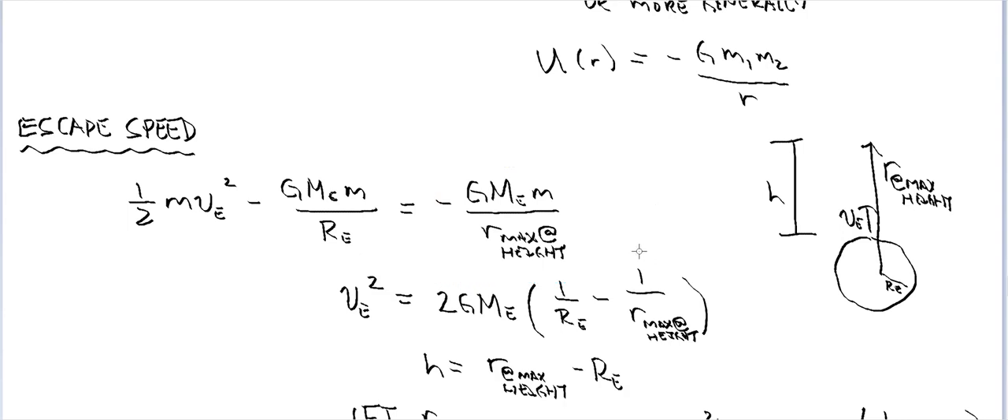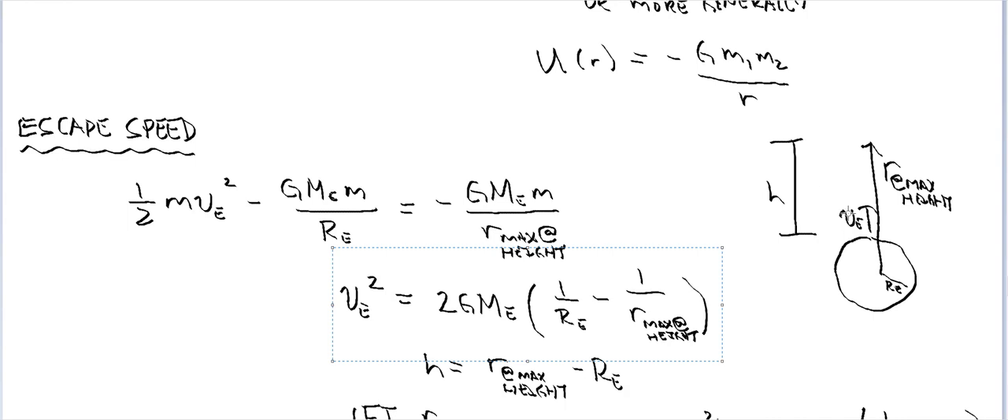Well, this we can solve. We could solve this for v earlier, right? This is just an algebra problem at this point, so you can manipulate this equation, and if you do, it will solve to something like this. V earlier squared is equal to 2 times the universal gravitational constant G times the mass of the Earth times 1 over the radius of the Earth minus 1 over the radius at its maximum height.